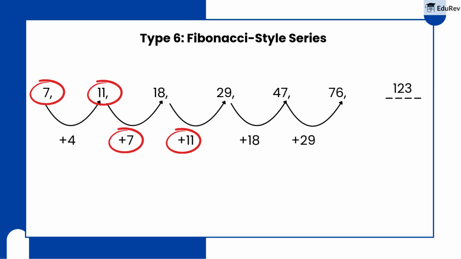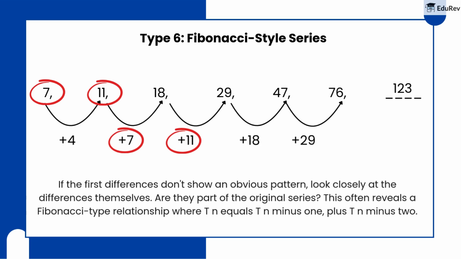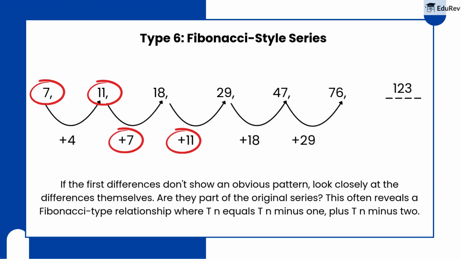Here is the pattern to spot. If the first differences don't show an obvious pattern, look closely at the differences themselves. Are they part of the original series? This often reveals a Fibonacci-type relationship where Tn equals Tn minus 1 plus Tn minus 2.